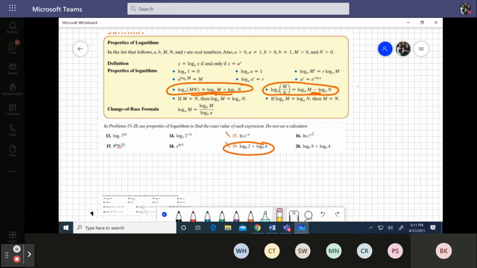Problem 20. Let's see what you can work out on problem 20. Log base 6 of 9 plus log base 6 of 4. You should get a single rational answer on that.